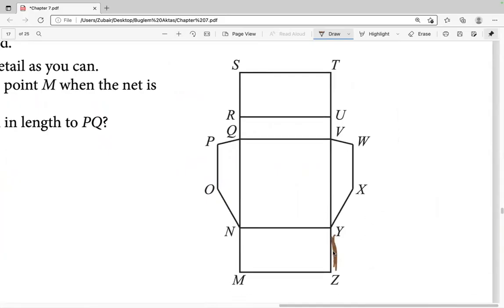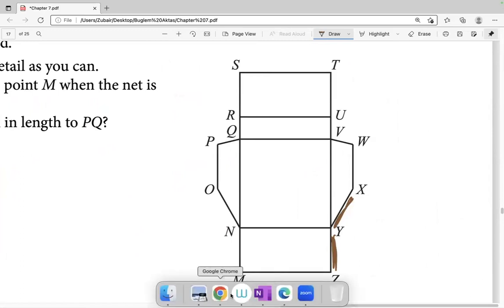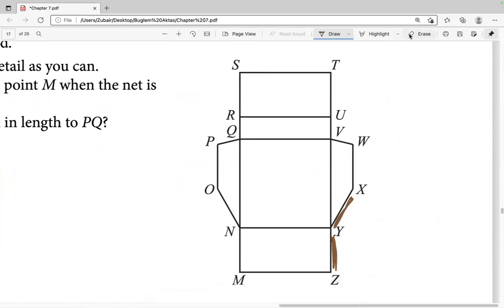So I can see that this side will paste on this side. And this UV is going to paste on VW. And can we see through that TU will be pasted on WX?